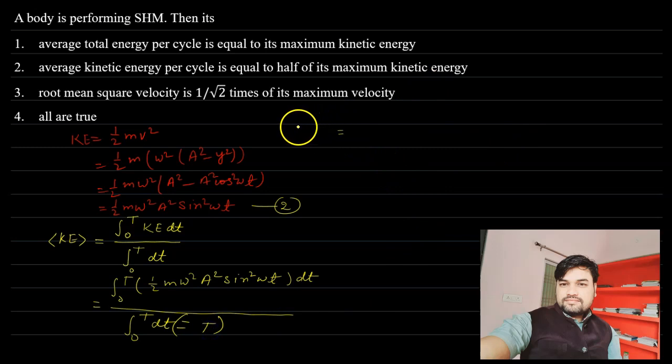So average kinetic energy will be 1 by T. We can take the constant terms outside the integration. The constant terms are half m omega square a square, integral 0 to T of sin square omega t dt. Now evaluate this integration.